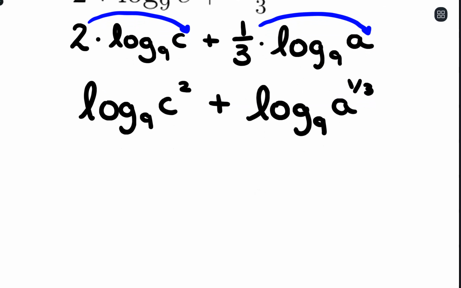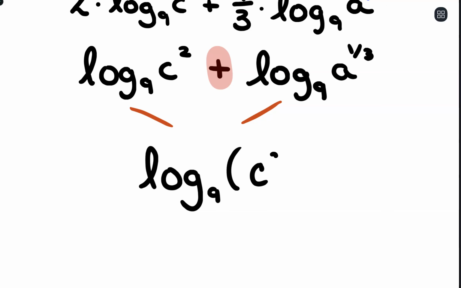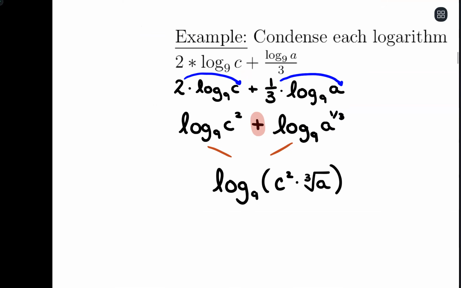All right, so now I have these 2 logarithms adding together. So what we can do is condense this with multiplication. So we can combine this into a single logarithm, so log base 9 of, and then we'll have c squared times a to the 1/3, which is the same as the cube root of a. I'll just leave it like that.